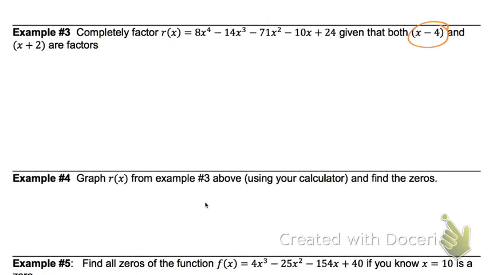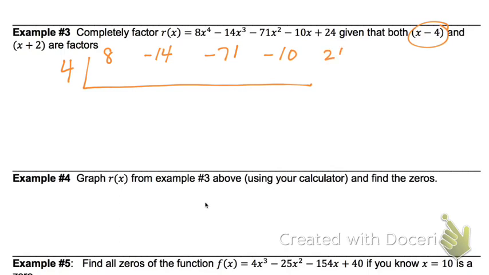Let's do it. So I'm going to put a 4 here. Make sure you leave a little bit of room. And let's read the coefficients across. What are they? 8, negative 14, negative 71, negative 10. Good.